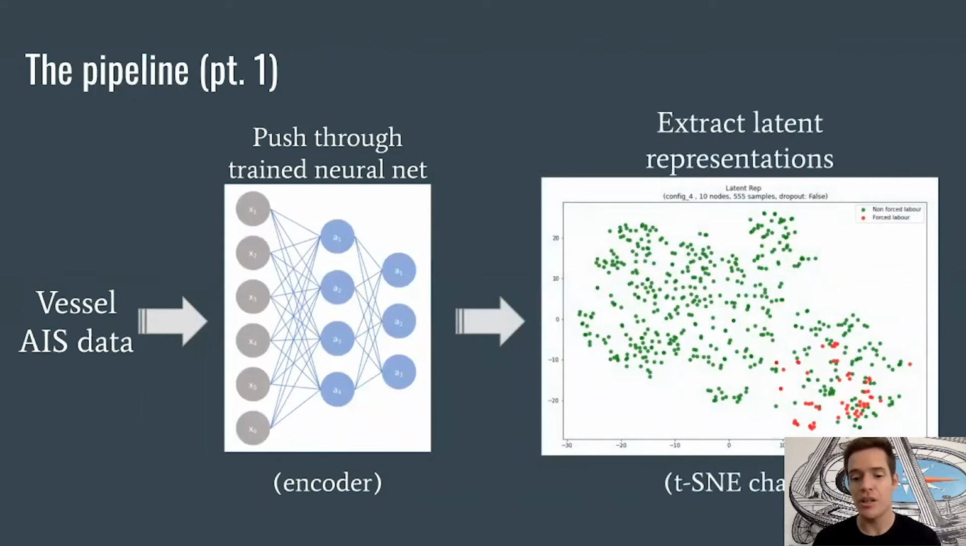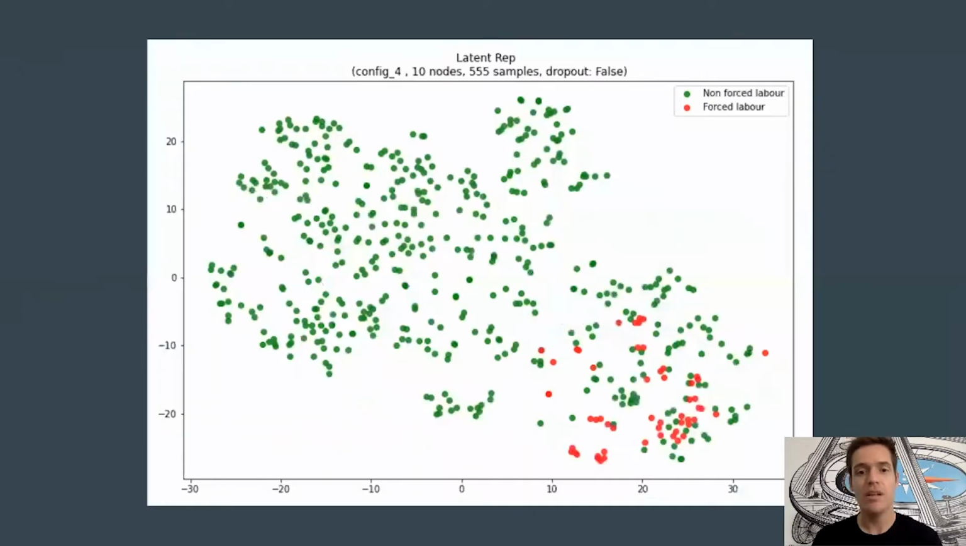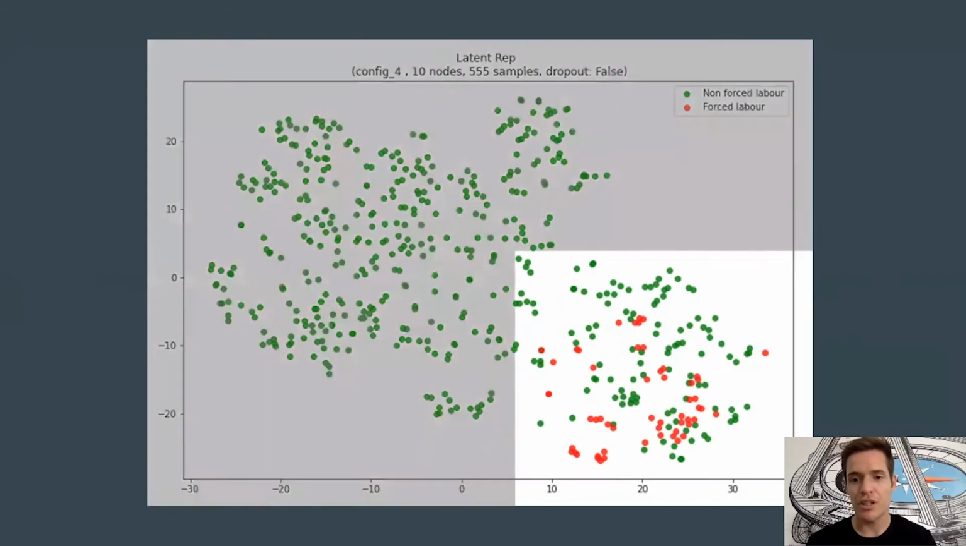This is a t-SNE chart. I'm just going to zoom in on this now. What we have here is a chart which uses a mathematical technique to squash down multi-dimensional data into 2 dimensions so we can interpret it as humans. What I want to do is focus in on this section here.